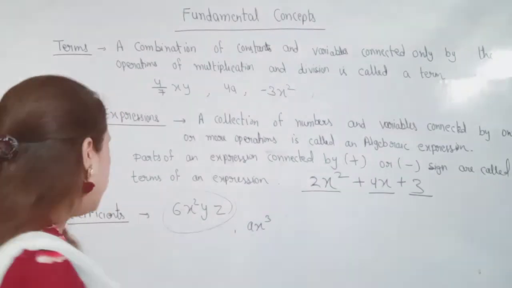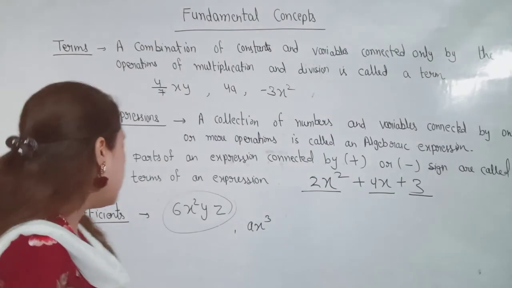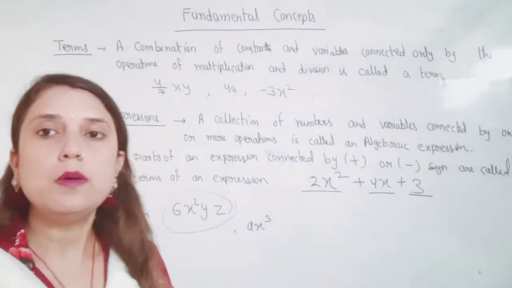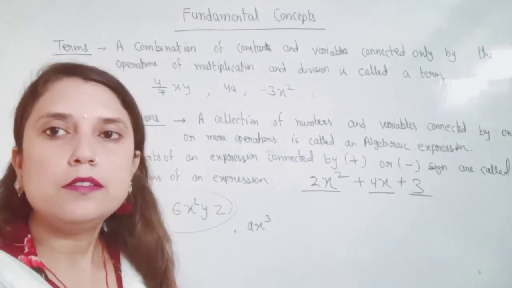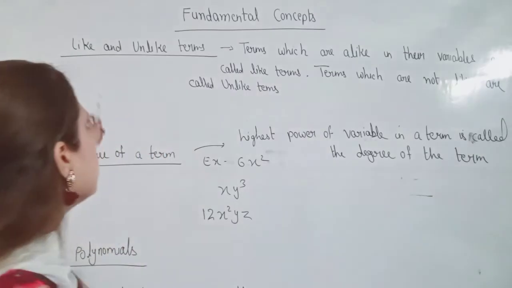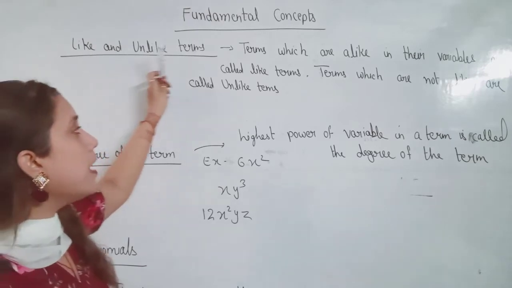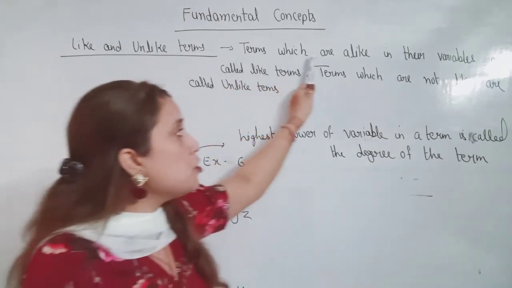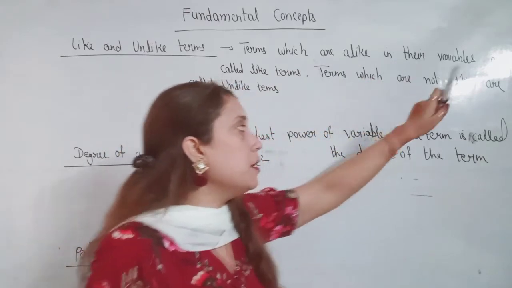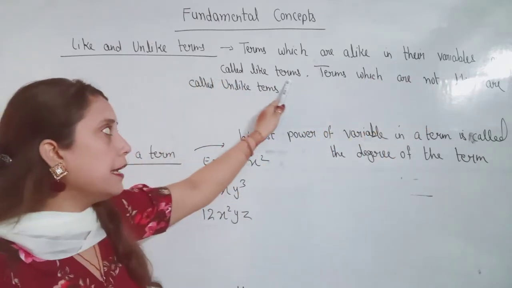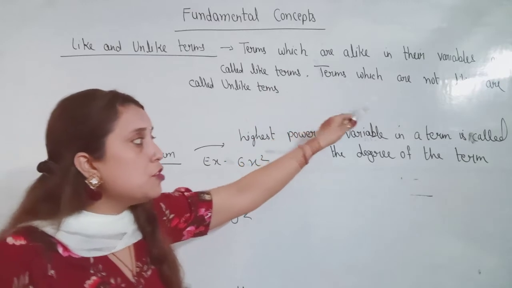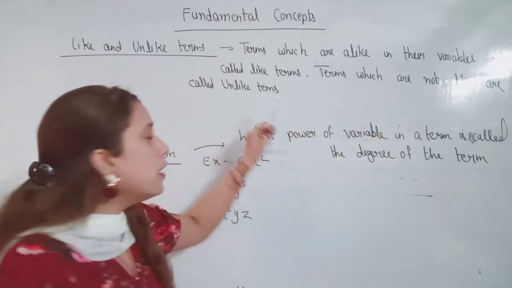Okay, now the next topic is like and unlike terms. Terms which are alike in their variables are called like terms. Terms which are not alike are called unlike terms.